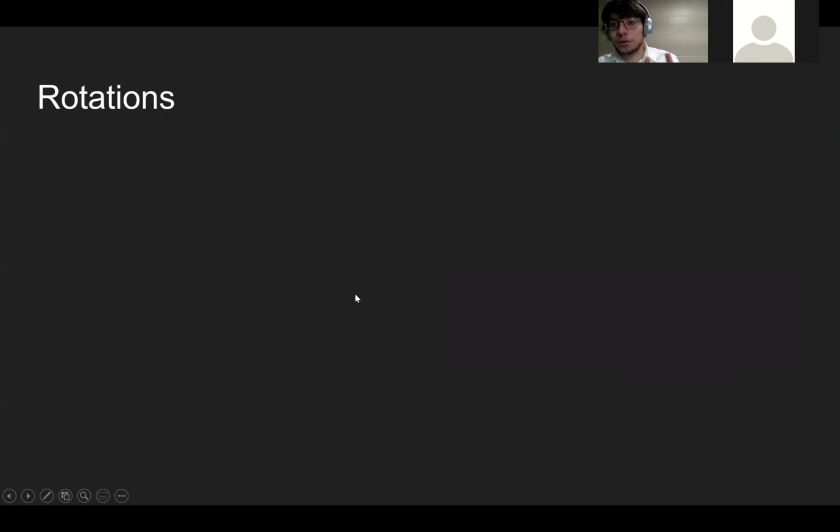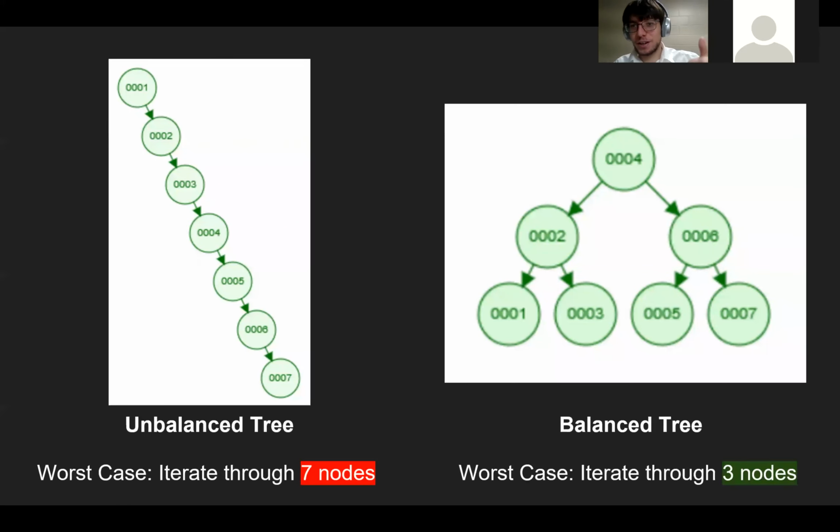Okay, so we're talking about rotations. And the reason why we're talking about rotations is because you may think, okay, so this is great, right? Balanced trees sound like awesome, and they are. But how do we ensure that when we insert something, the tree stays balanced? You can't just insert something and hope it's balanced. That's not good enough. So we can ensure that it's balanced by using rotations.